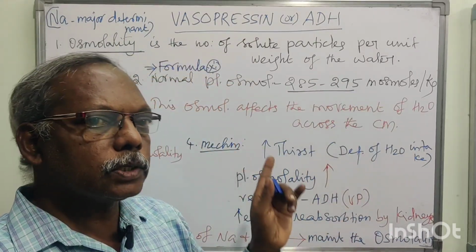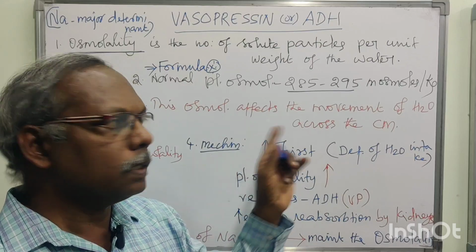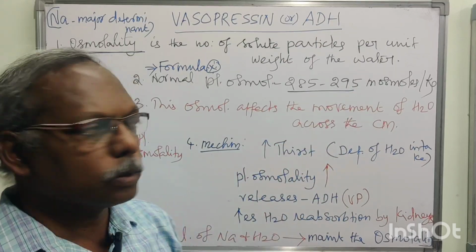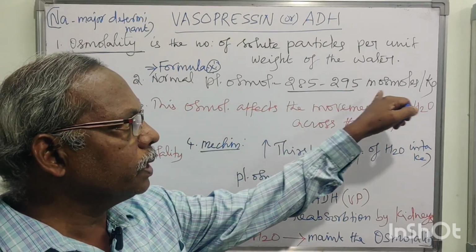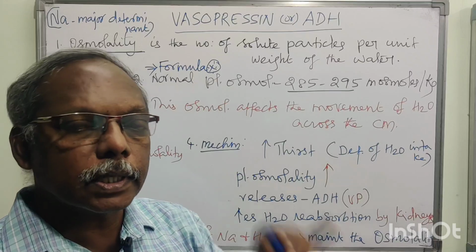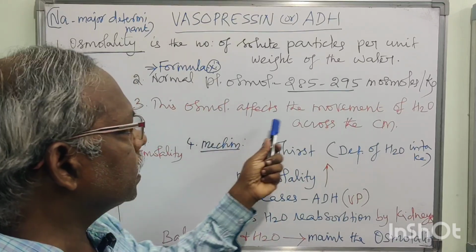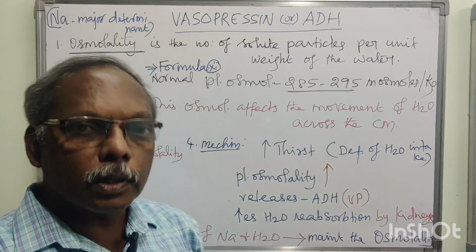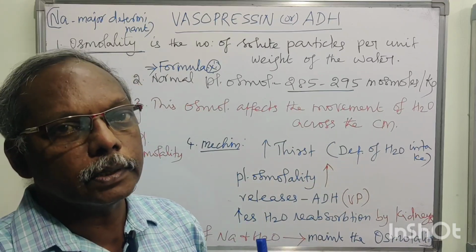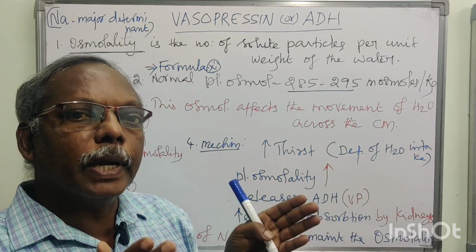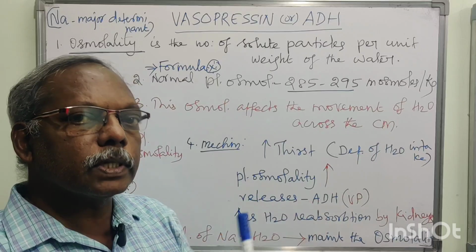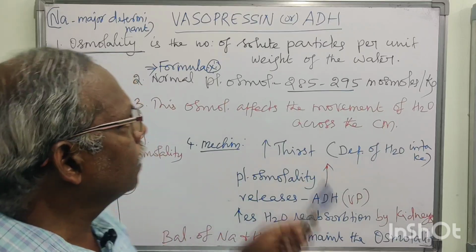This number is also specific and special, the unit also very special. 285 to 295 milliosmoles per kilogram is the normal osmolality. This osmolality affects the movement of water across the cell membrane. That is why we have to maintain the normal sodium as well as water balance, right?